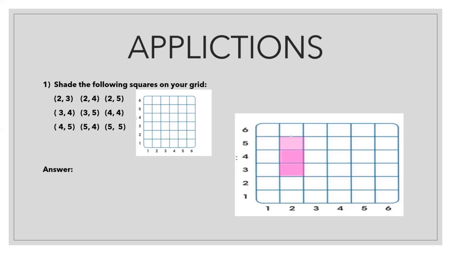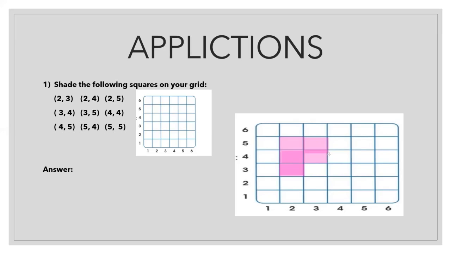Now we are going to shade or locate the position of the coordinate 3, 4. 3, 4 means 3 in the x-axis and 4 in the y-axis. So this is the square box. Now 3, 5 means 3 in the x-axis and 5 in the y-axis. So the square box is this one.